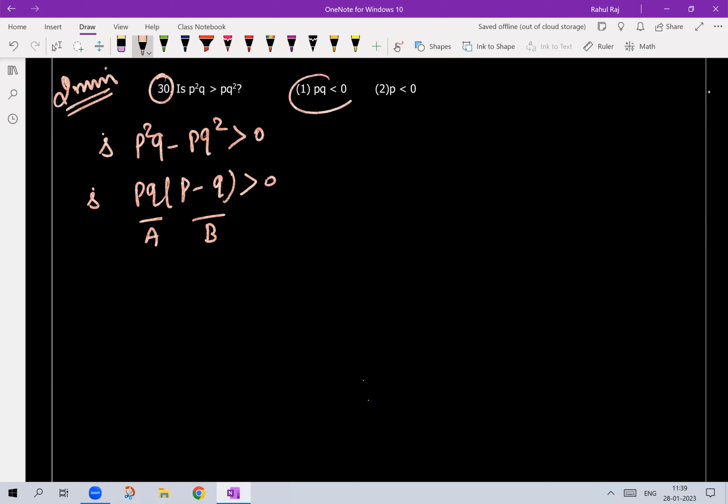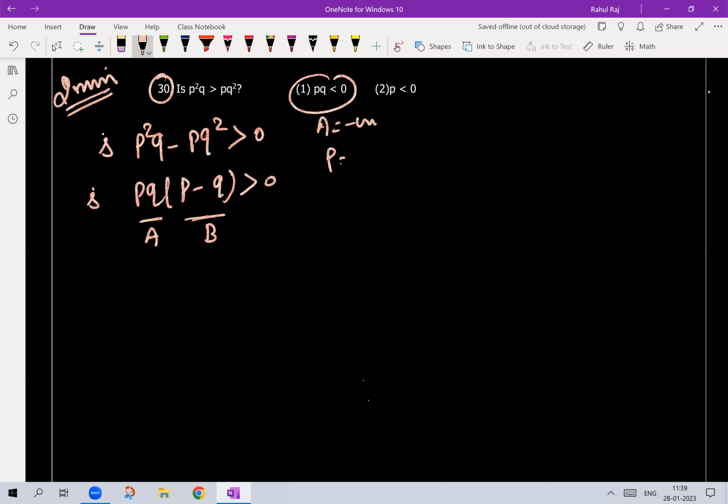So option number 1 gives you just that a is negative, Gauri. Check. PQ is negative. But do you really think that just by knowing that PQ is less than 0, you can define something about P minus Q? And if you don't know, then straight away take some number. Because PQ less than 0 means what, Gauri? That P and Q are of opposite side. Agreed? Got it?